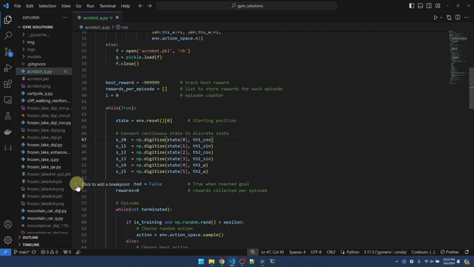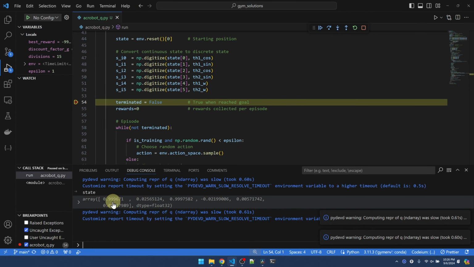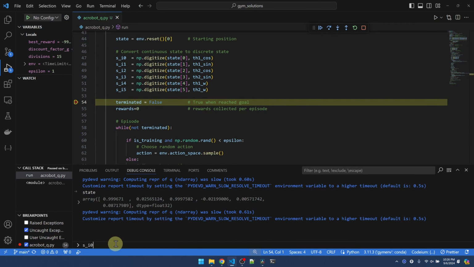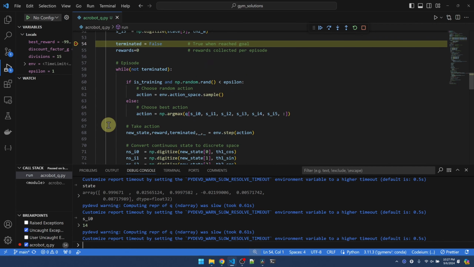Let me put a breakpoint here and run the code to this point so you can see what I mean. Okay, let's examine what state is. The state that got returned is 6 numbers. What we're doing is converting these 6 floating point numbers into integers. If I look at state index 0, 0.099 falls into the 14th bucket. With our environment reset, we can go into our episode loop.